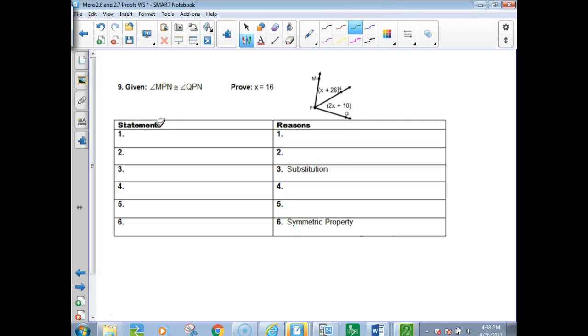Okay, number 9 is quite similar to the one that I just got through doing in some ways, except that now we're working with angles. So we've been given a diagram with 2 angles, MPN, and NPQ. Those angles are said to be congruent. I could mark the diagram. But I also want to say their measures then are equal. So the measure of angle MPN is equal to the measure of angle QPN. And that would be by definition of congruent.